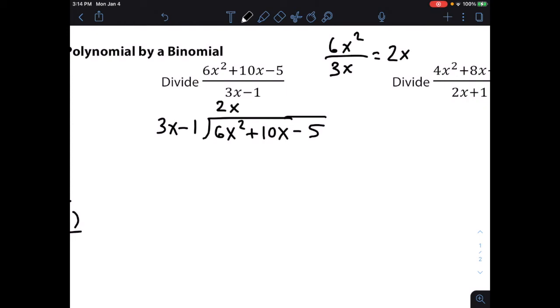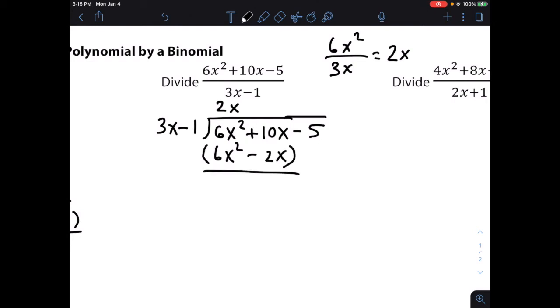And if you're struggling with that, remember x times x is x squared. 2 times 3 is 6. So we got 6x squared. So that's what we want. So what we're going to do is multiply that 2x times the 3x minus 1. So we end up with 6x squared minus 2x.